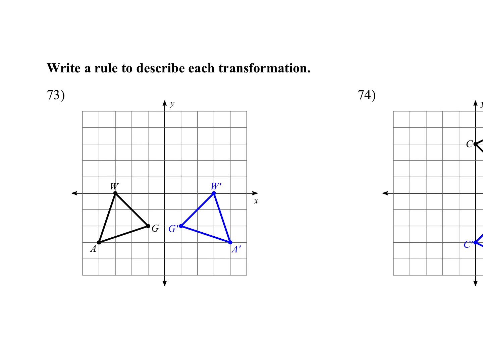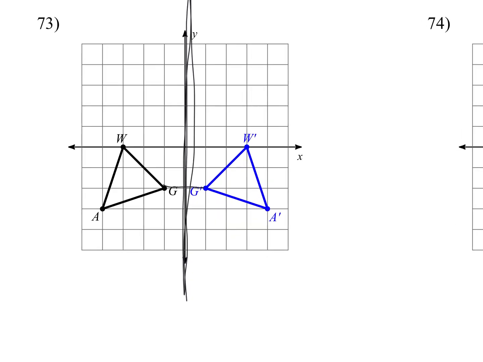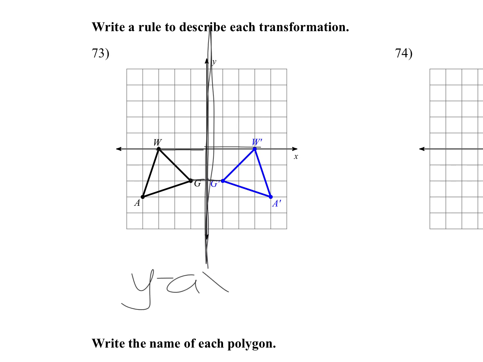It's like flipped, right? So G, we notice G is here. It's flipping over that y-axis. So it's a reflection over that y-axis. To check, G is 1 away from that line, and G prime is 1 away from that line. Check W. W is 1, 2, 3 away from that line. The other W is 1, 2, 3 away. This would just be a y-axis reflection.